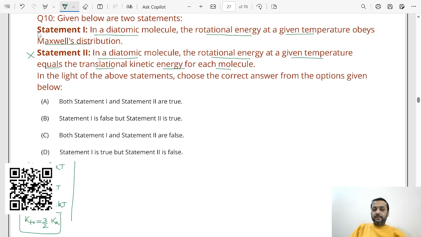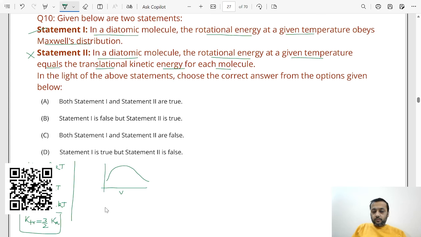Now statement 1 is correct. Why? Because the Maxwell speed distribution function, with velocity on the x-axis, looks like this kind of graph. On the y-axis you have the number of molecules, or the Maxwell function. On the x-axis you have the velocity, or the speed of each molecule. On the y-axis you can have the number of molecules for each value of speed.